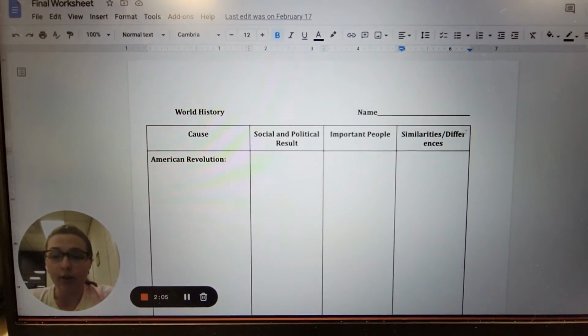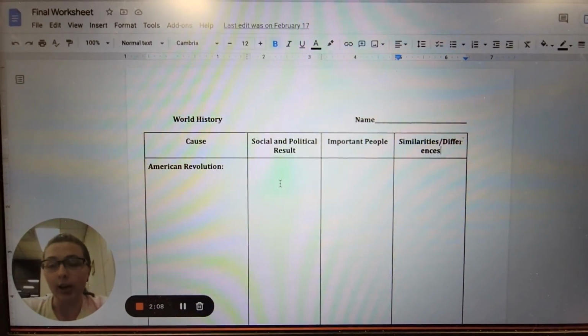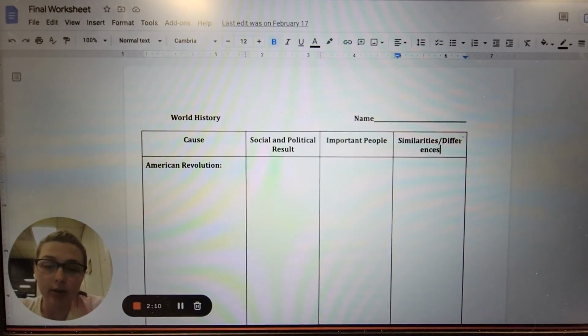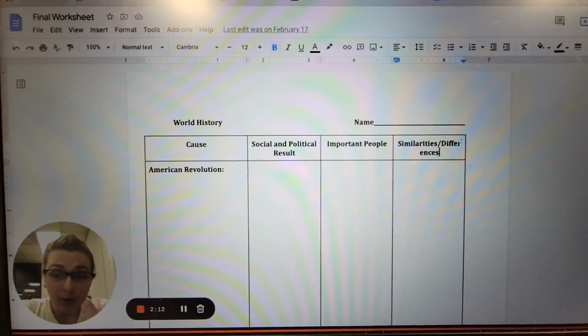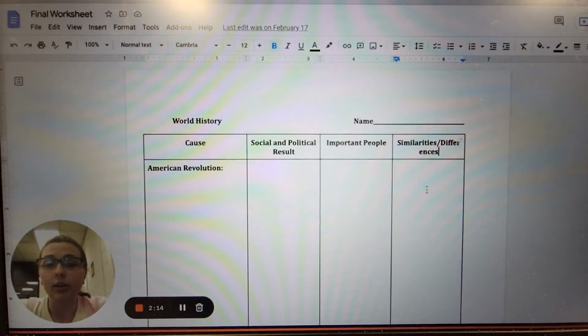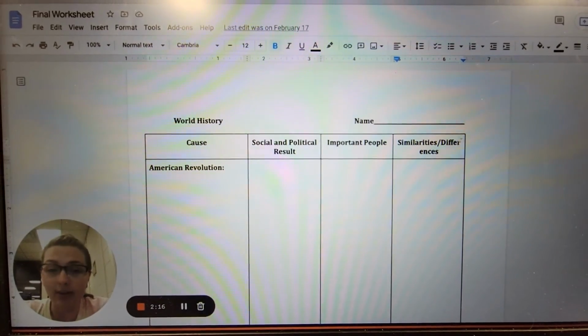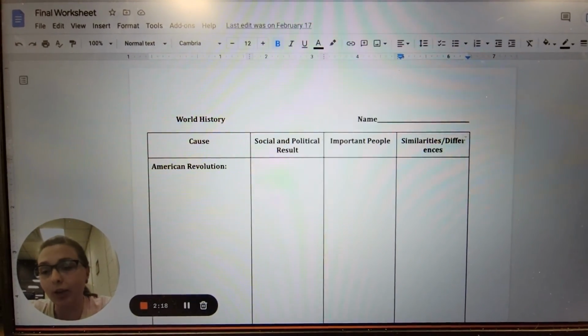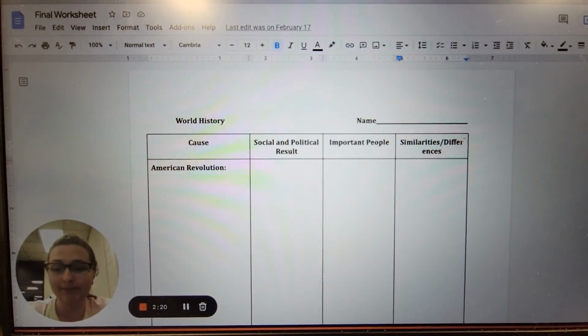So as these presentations are going on, students will be able to put in the social and political results of each revolution, important people from each revolution, and then they will be able to compare and contrast the similarities and differences between each revolution and their impacts.